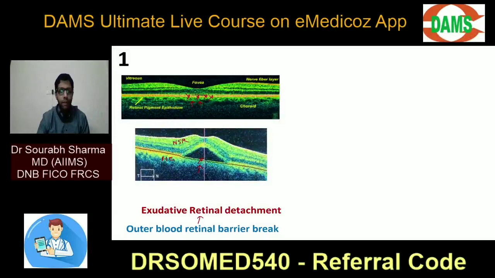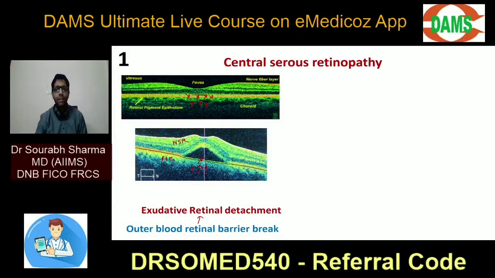Outer barrier break. What will happen if you do an angiography in this? So if you do angiography, the dye will go into retina vessels and choroid. But sir, there is a break over here. The dye from the choroid vessels will also come in the retina space. So where will you see the dye? Central retina, outer retina. Central retina. There is a break in the central retina.